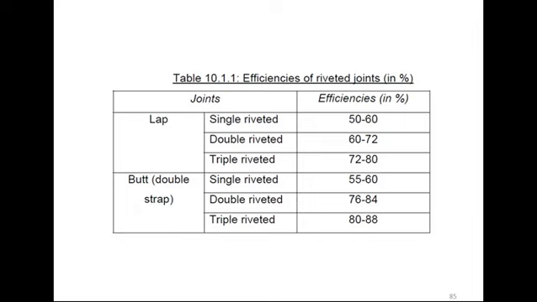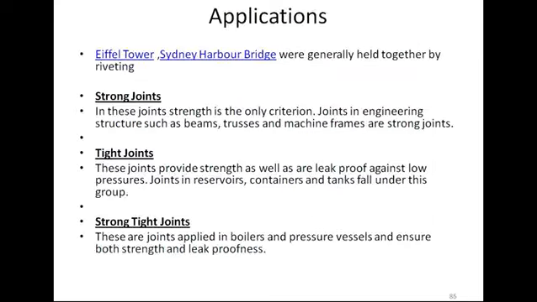So always, on the basis of the application where we are going to use the rivet joint, we need to refer to this chart. Once you refer to this chart, you will understand what to do. This chart is very standard and very important when you select a particular type of riveted joint for a particular application. Now we are going to see the applications, that is, where we are going to use these riveted joints.